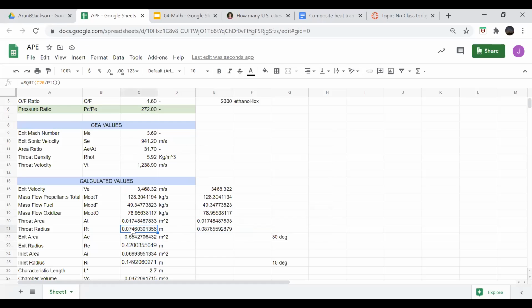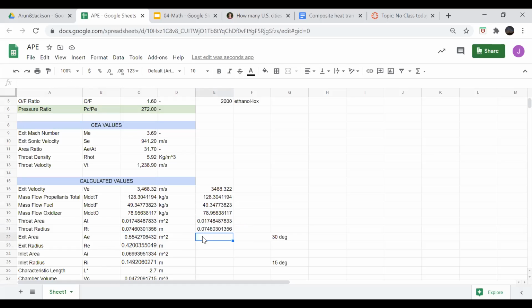Funny, that doesn't match. I made a typo. Where did that come from? So that should be E20, and that shouldn't be there. Yep.